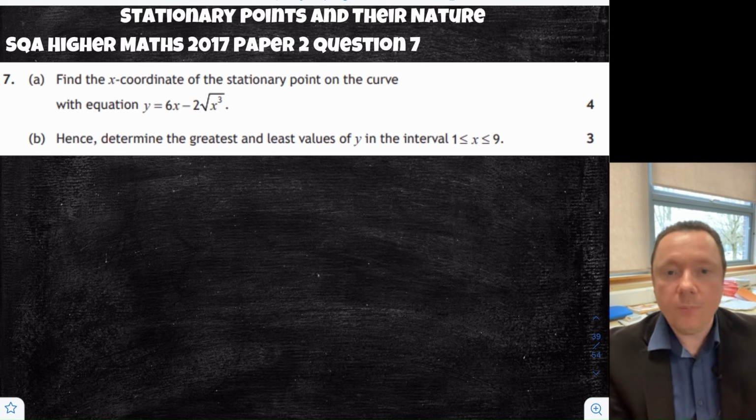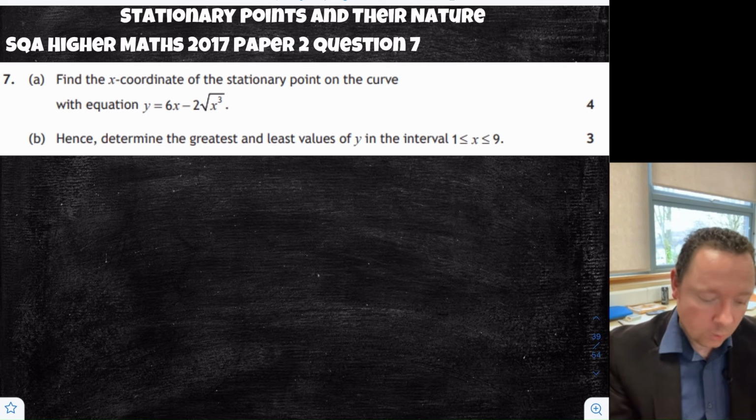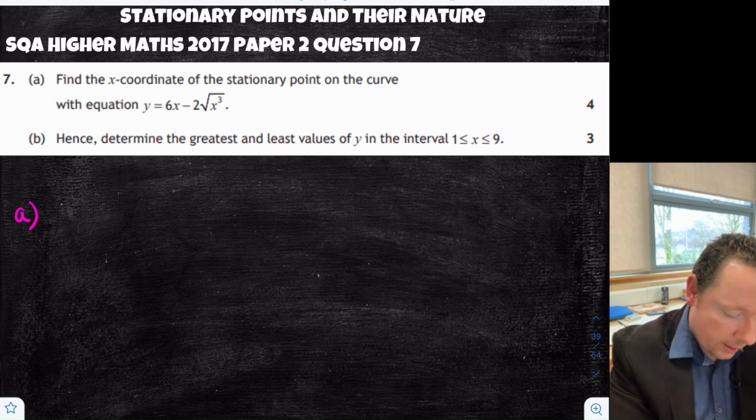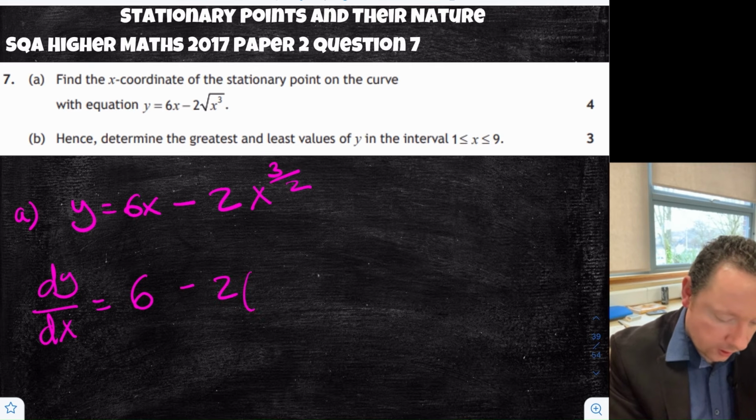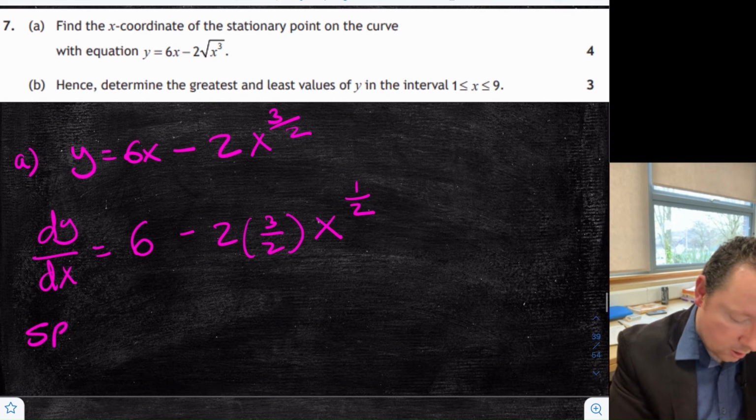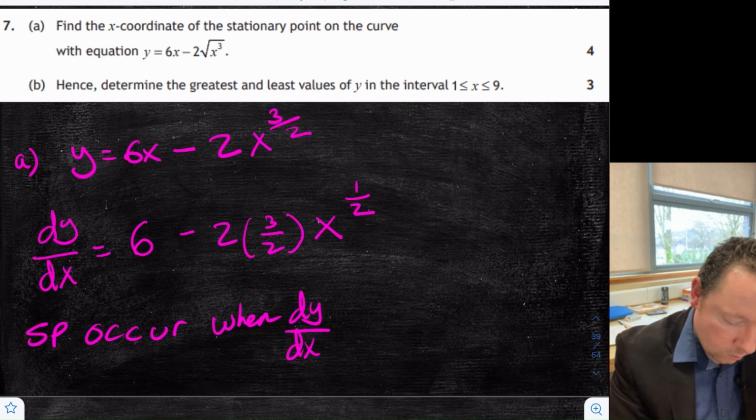So part A, stationary points occur when dy by dx is 0. So we need to get it ready to differentiate. With part A, I've got y equals 6x minus 2 times x cubed, so the cubed comes along for a ride, but it's a square root, so it's over 2. The dy by dx then is 6 minus 2 times 3 over 2, x to the half, because I take away 1 from the power, and then we can say that stationary points occur when dy by dx equals 0.